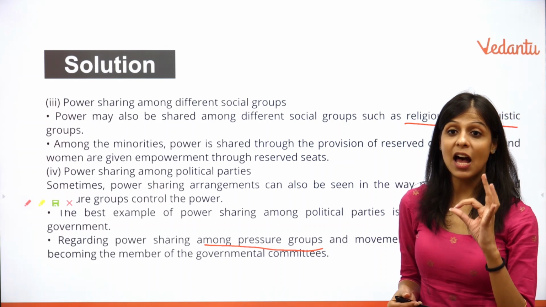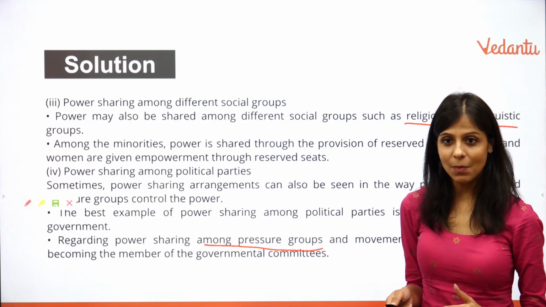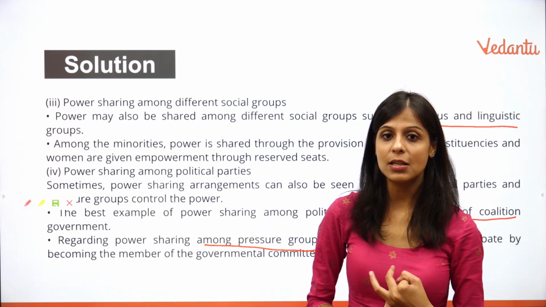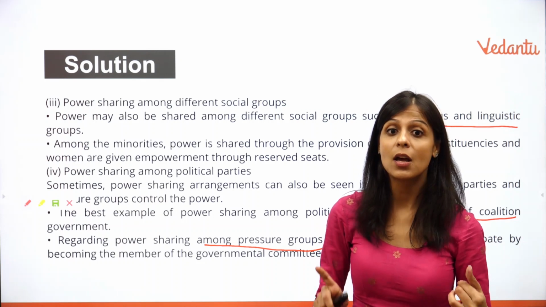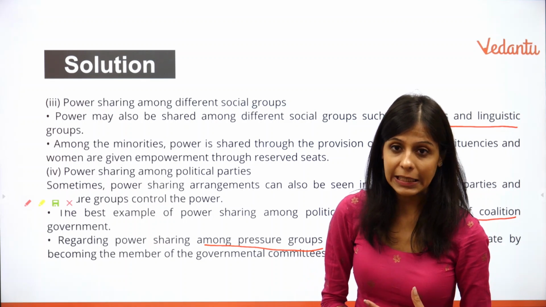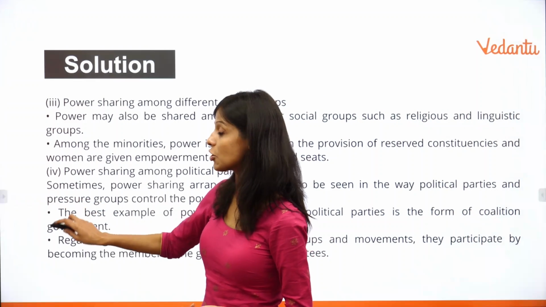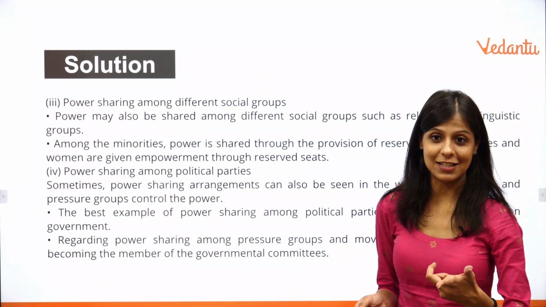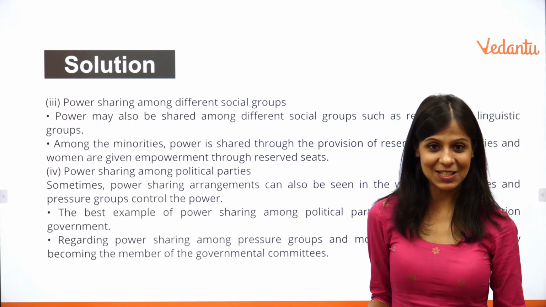So this is how you're going to attempt the body part, and the last part you're going to conclude this way: that the 4 important factors, that's horizontal, vertical and power sharing among social groups or political parties, help to ensure that there is stability in the country and the interests of minorities are also protected. Okay, so I hope this is clear to you guys. Let's jump on to the next question.